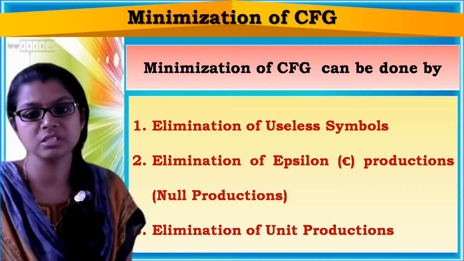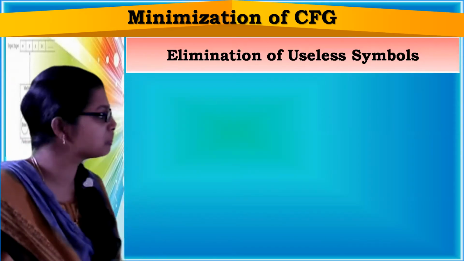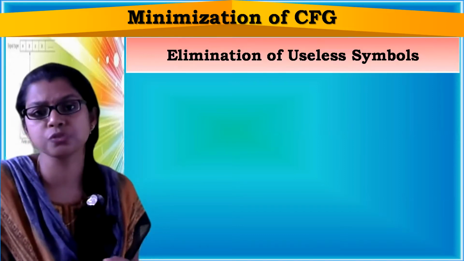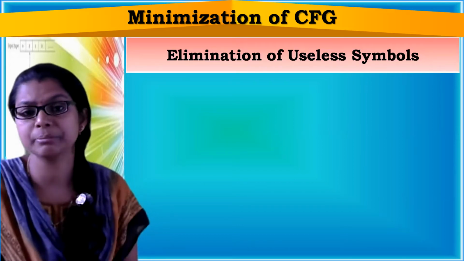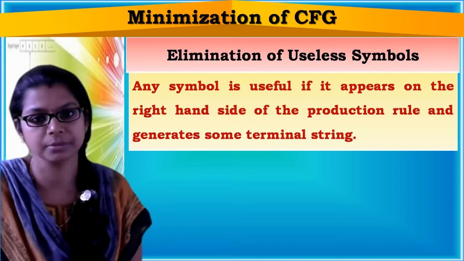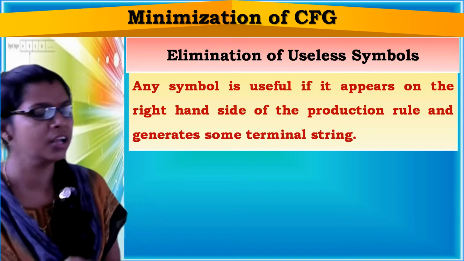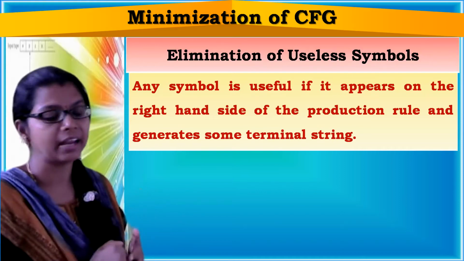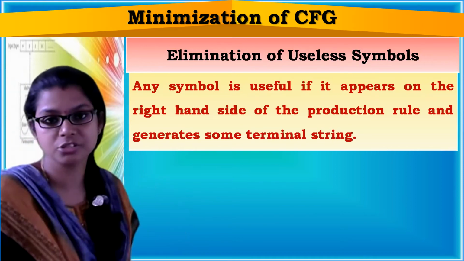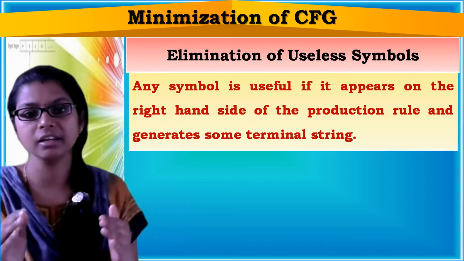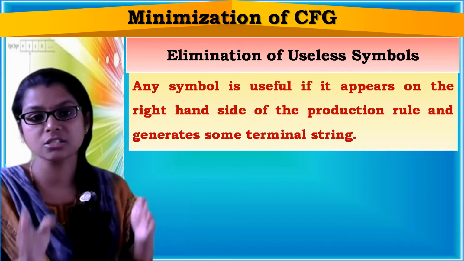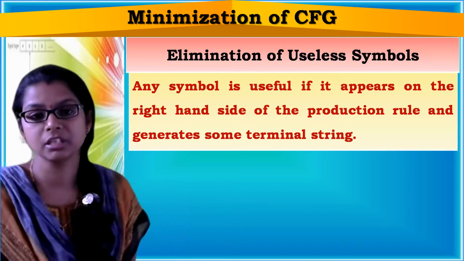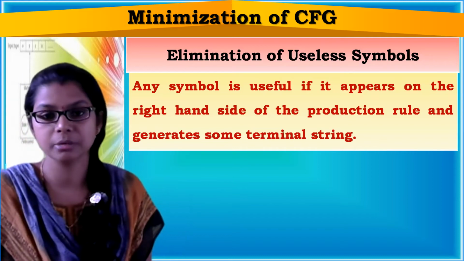Elimination of useless symbols. When can you say a symbol is useful and when useless? Let's see. A symbol is useful when it appears on the right hand side of a production rule and generates some terminal string.